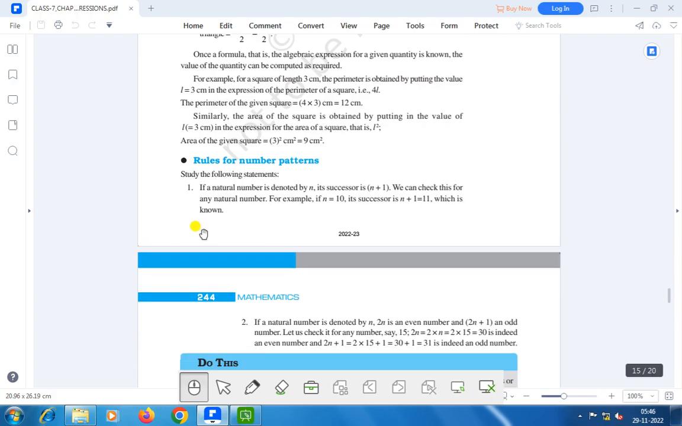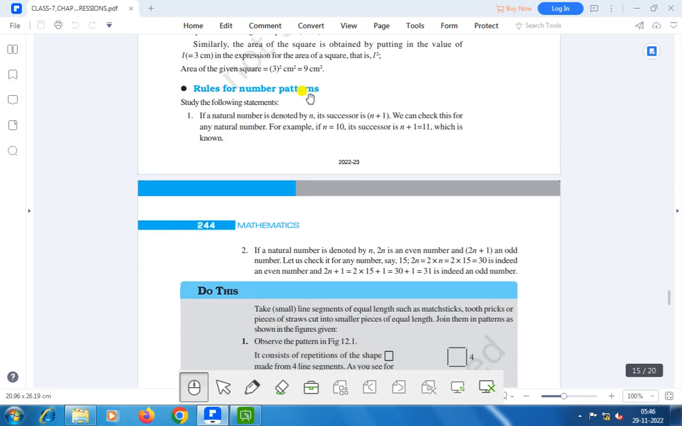Rules for number patterns. Study the following statement. If a natural number is denoted by n, its successor is n plus 1. We can check this for any natural number. For example, if n equals 10, its successor is n plus 1, which is 11, which is known.